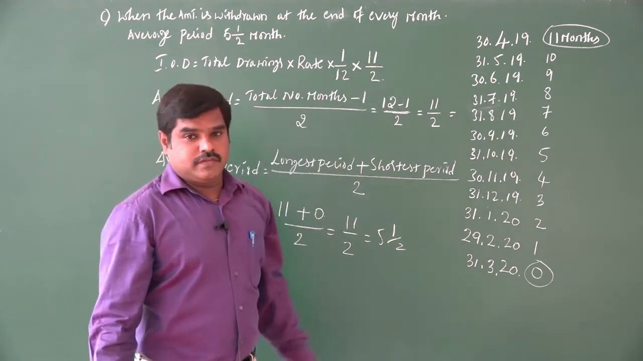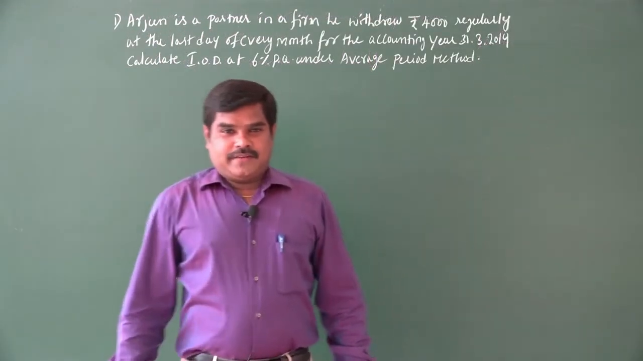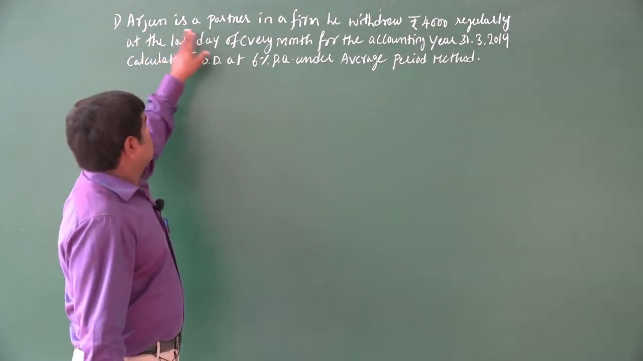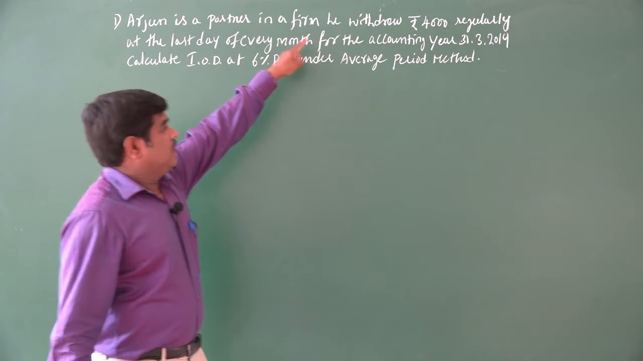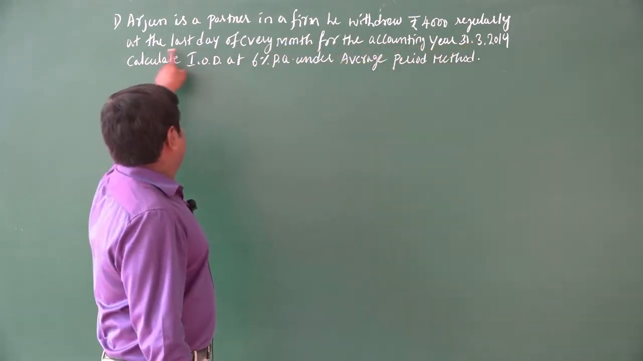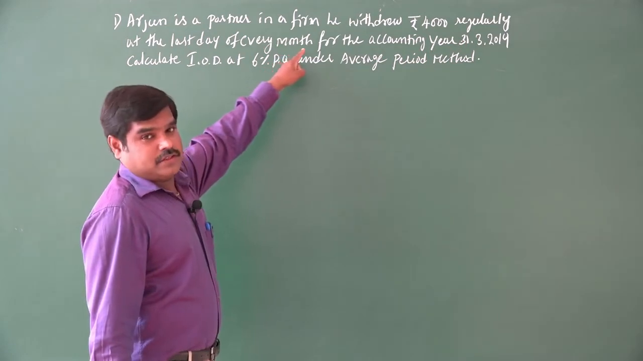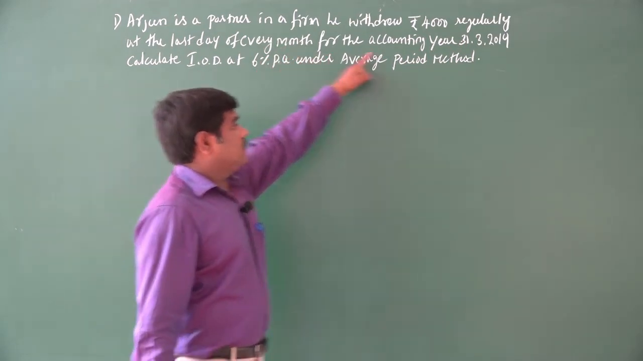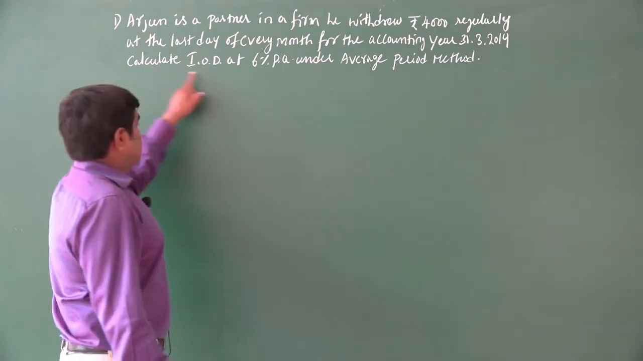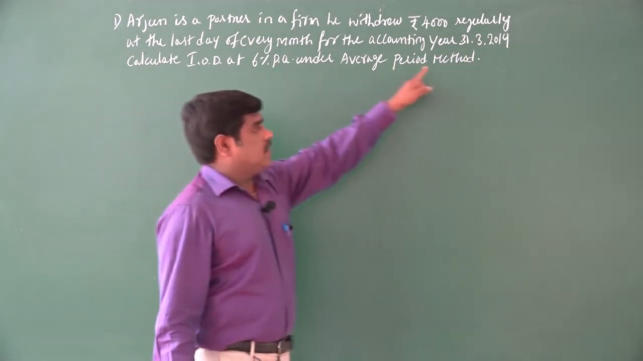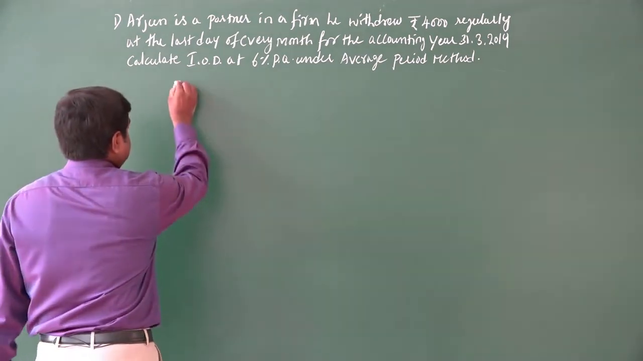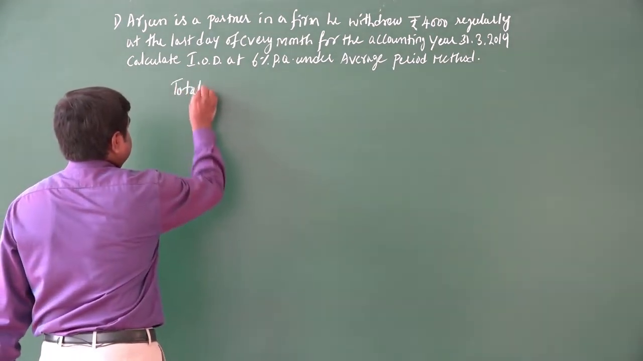We'll go to the first problem. Arjun is a partner in a firm. He withdrew rupees 4,000 regularly at the last day of every month, so 30th or 31st, for the accounting year ending 31st March 2019. Calculate interest on drawing at 6% per annum under the average period method. So what you have to do? First, you have to calculate total drawings.